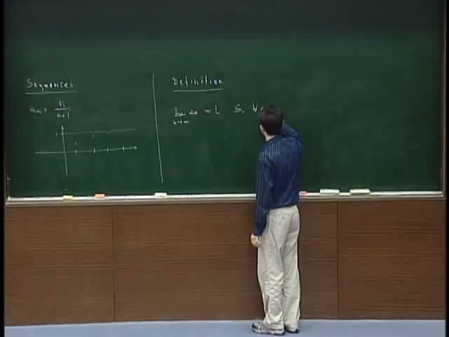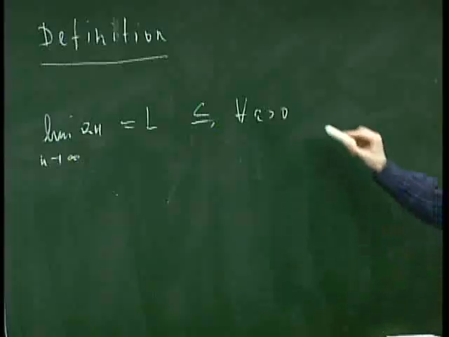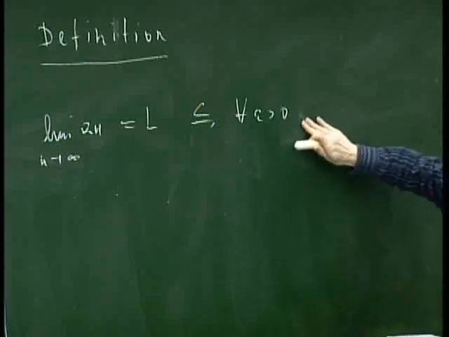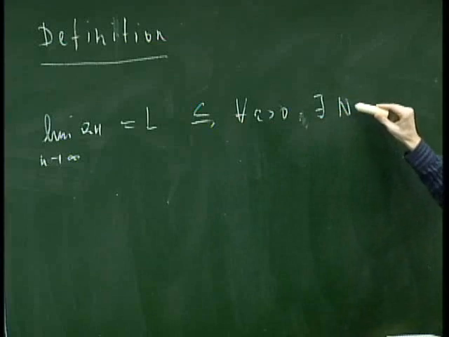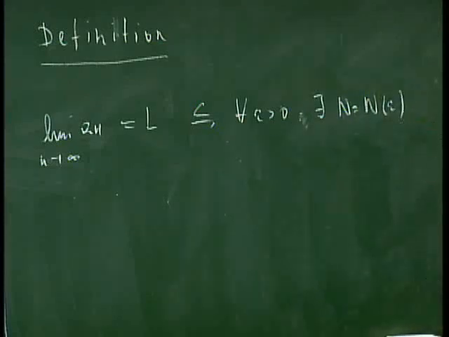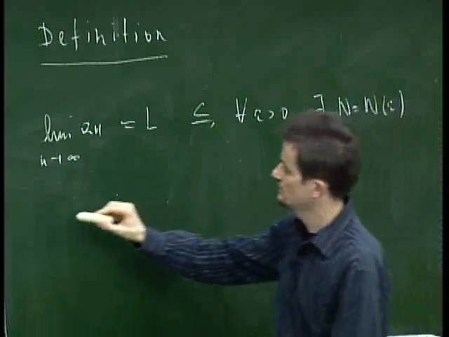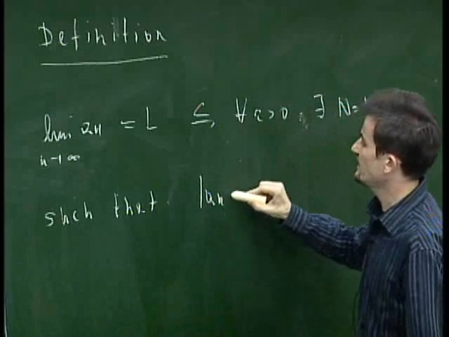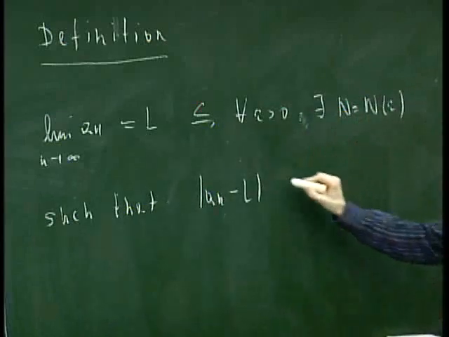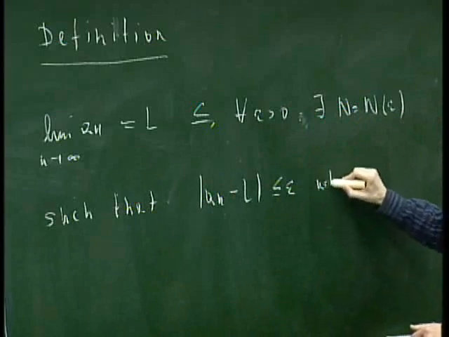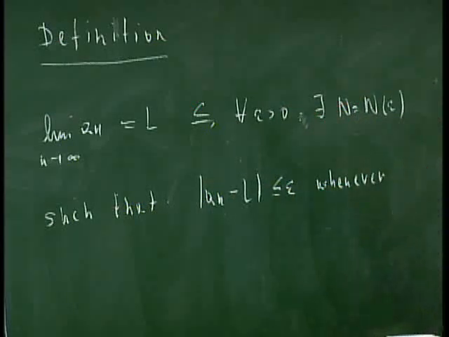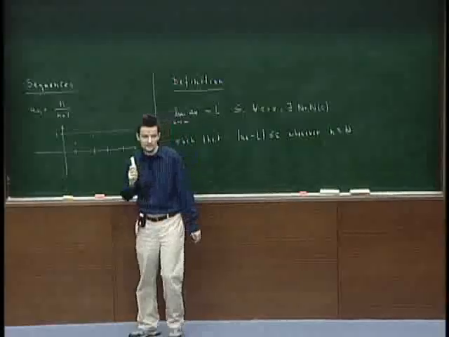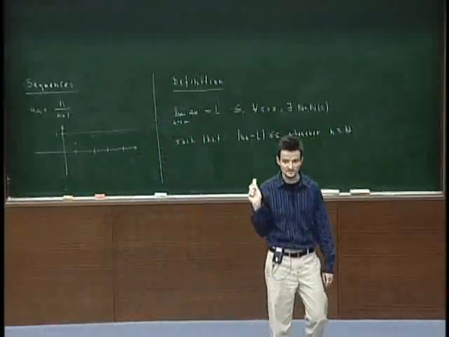It means that for all epsilon larger than 0, there must exist N, which might depend on epsilon, such that the difference between a_n and L will be smaller or equal than epsilon whenever n is larger than N. So this is similar to the definition of the limit of f of x as x tends to infinity. It's just the same definition.